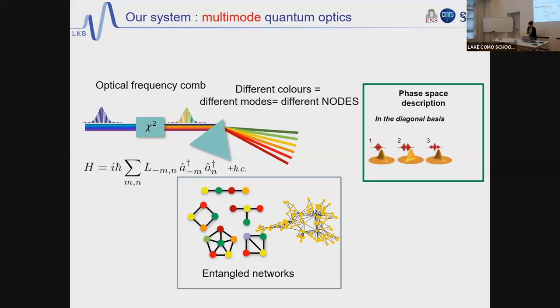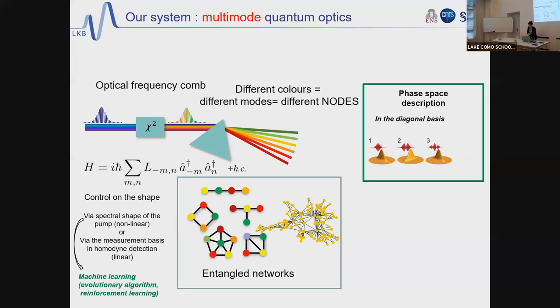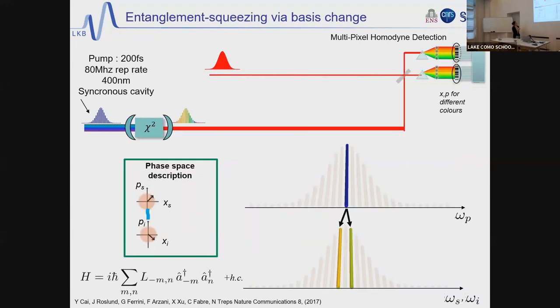In order to give more insight on this picture, here I'm showing a different system that we have, but I'm using it because explaining this picture with it is a little bit easier. It's the same idea as before, in the sense that we have a femtosecond laser, a frequency comb, that is the pump of the optical process, which here is in a cavity in order to enhance the interaction with the nonlinear process. At the output, you can measure via homodyne detection, in particular at different wavelengths simultaneously via multi-pixel homodyne detection of the system.